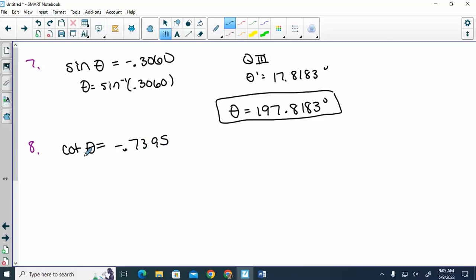Number 8, we know cotangent is negative 0.7395. Okay, we don't have a cotangent button, so we need to think about tangent for a minute. That means tangent is 1 over this. It told us we are in quadrant 2. So to get the reference angle, you do tangent inverse of the positives. So second tangent, 1 over 0.7395.